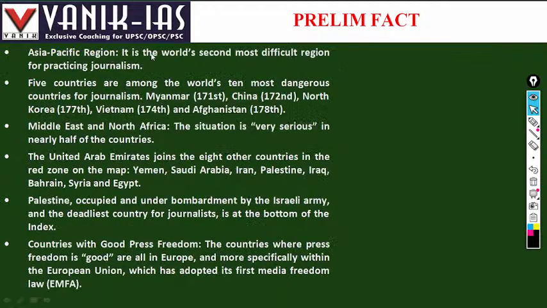The Asia Pacific region is the world's second most difficult region for practicing journalists. 5 countries are among the world's 10 most dangerous countries for journalism: Myanmar 171, China 172, North Korea 177, Vietnam 174 and Afghanistan 178. That means world press freedom is severely affected in these regions. Other reports say so.